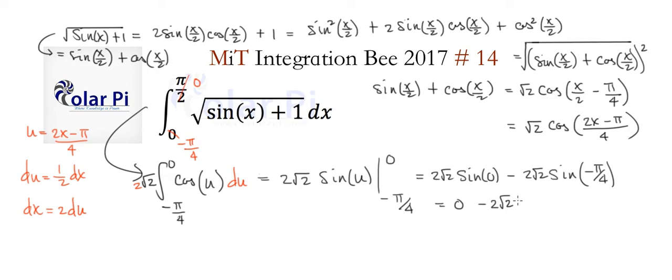sine of negative pi over 4 is, what's that? Sine of negative pi over 4 is negative 1 over root 2 because sine is negative in the fourth quadrant, right? So there that is. And of course, the negatives cancel, the root 2's cancel. So the final answer is 2. Duh. Yeah? Okay, cool.